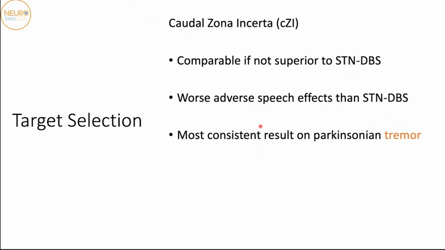Another newer and quite effective target is caudal zona incerta. So that is located quite close to STN, and it is comparable, if not superior, to STN DBS. But a problem with using the CZI is that there are worse adverse speech effects with the CZI than with STN DBS. It does have a very good effect on Parkinsonian tremor, and actually, it has got the highest reduction of Parkinsonian tremor as compared to any other target.